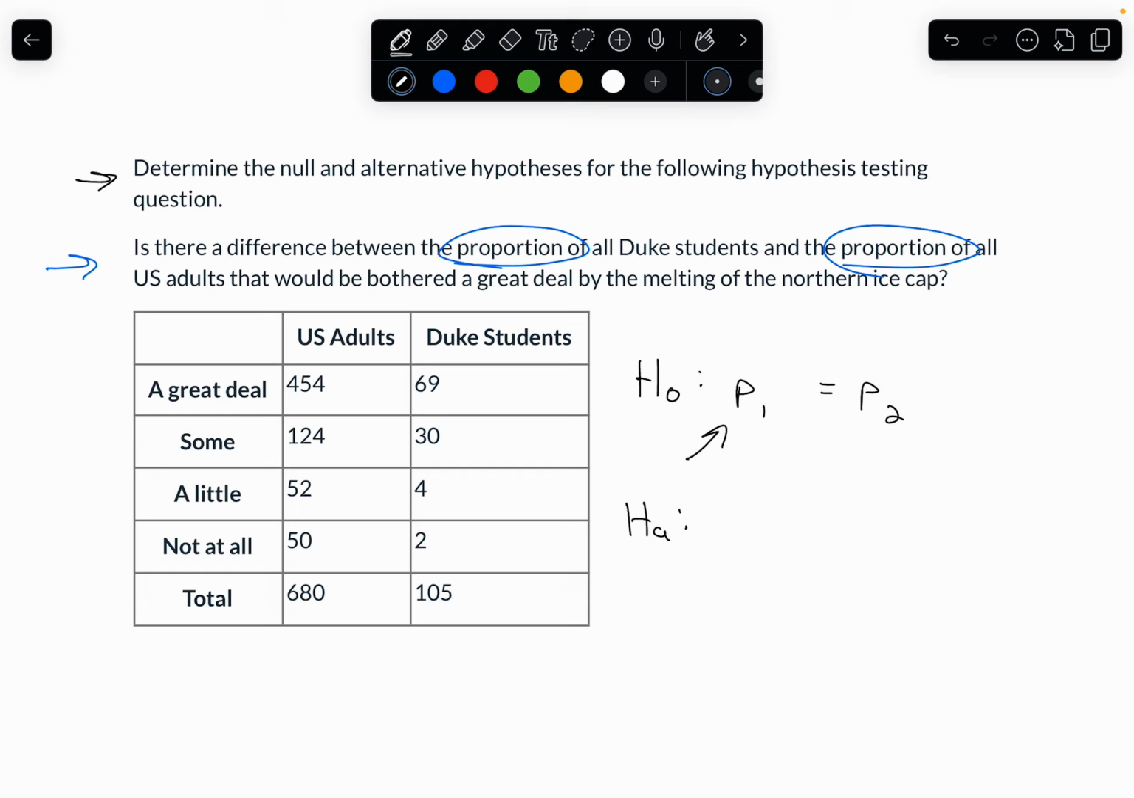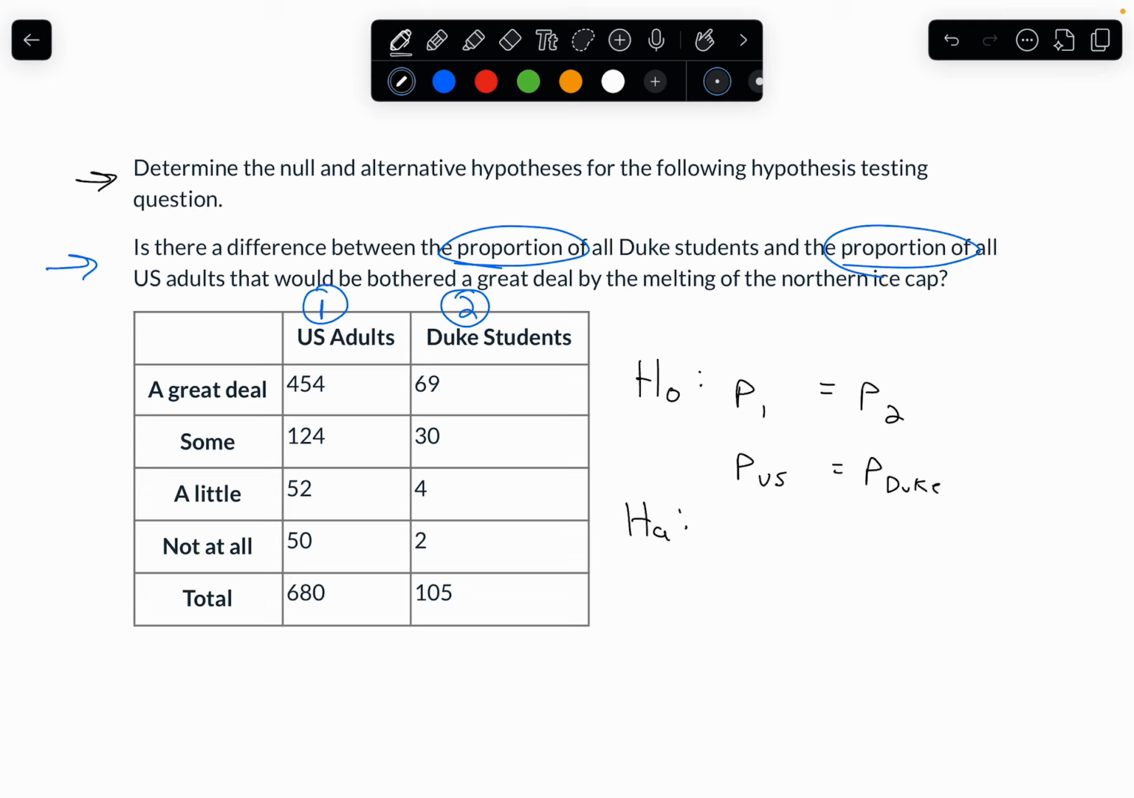Now, you may have a difficult time remembering which one is population 1 and which one is population 2. If so, something you can write down, I would recommend doing one of two things. Either label on your paper somewhere, saying okay, U.S. adults are going to be population 1, and Duke students are going to be population 2. That's one way we can approach this. Another way is just to use completely different subscripts instead of 1 and 2, just so that we know which one is which. You could also say something along the lines of the proportion of U.S. adults is equal to the proportion of Duke students.